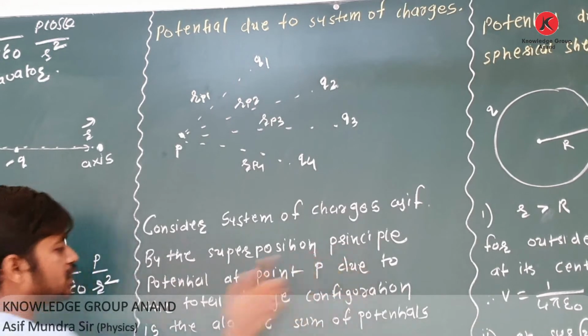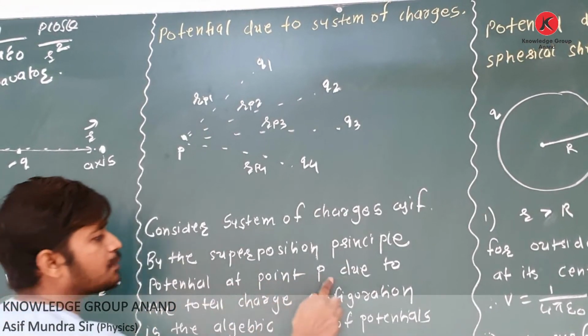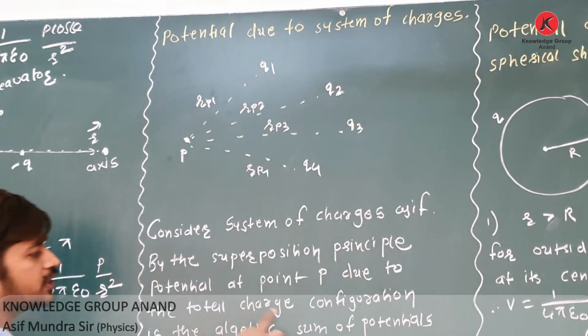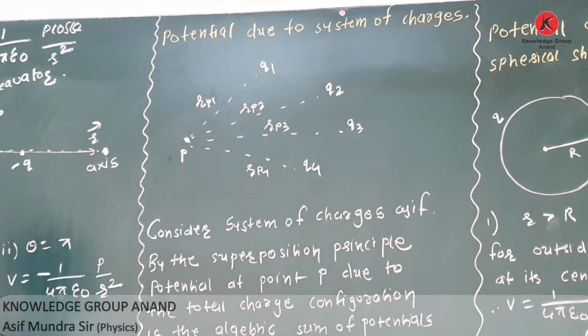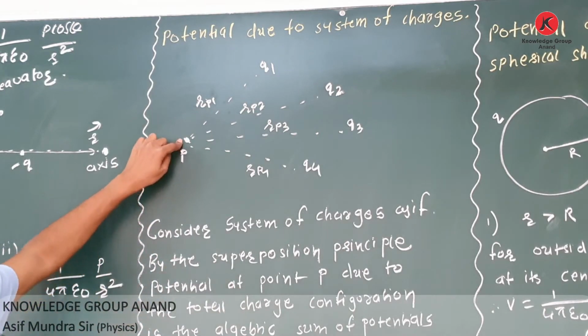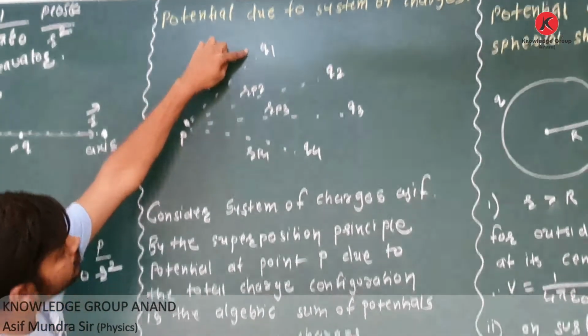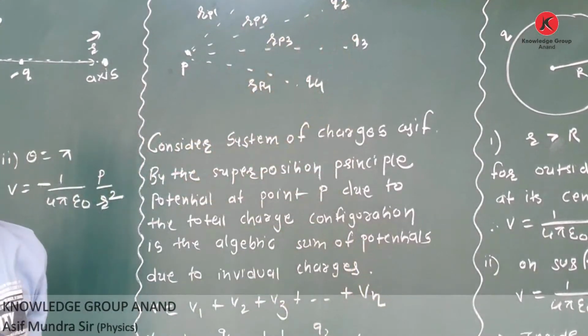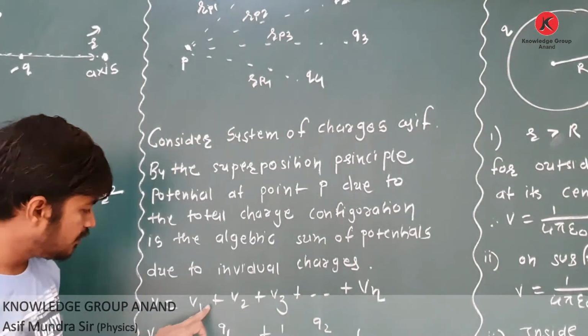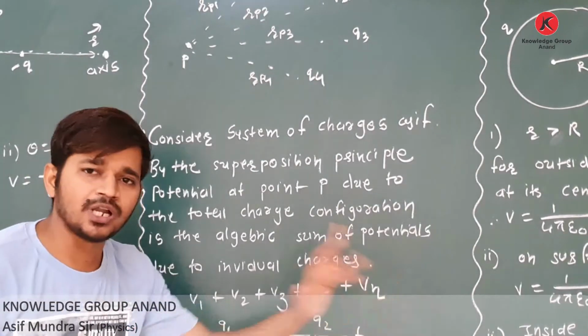By the superposition principle, potential at point P due to the total charge configuration is the algebraic sum of potentials due to individual charges. At point P, how to find potential? Due to Q1, due to Q2, Q3, and so on. So V is equal to V1 plus V2 plus V3 plus so on.